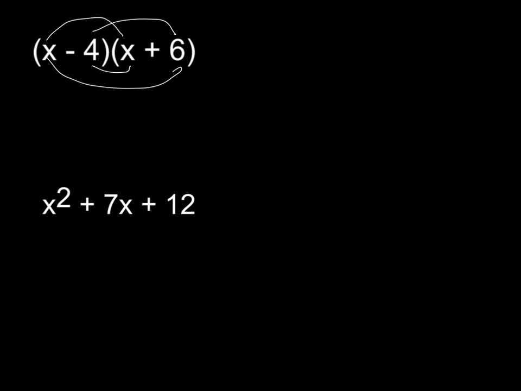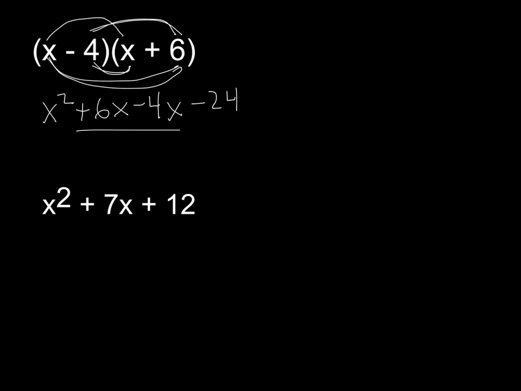And when you multiply these, this would end up giving us x squared, and then the outer would be 6x, the inner would be negative 4x. So it's a plus 6x, a minus 4x, and then the last would give you a negative 24. All right, and then you combine the like terms here. These both have an x. You combine those like terms, and you ended up getting x squared plus 2x minus 24.